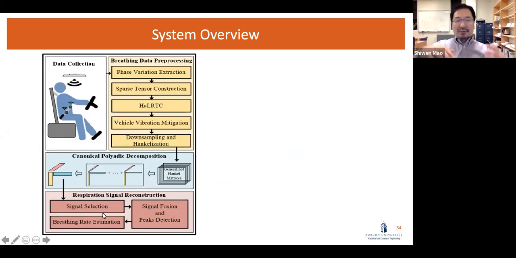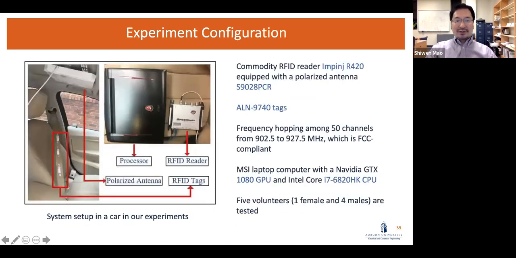As we discussed before, in such driving systems there are a lot of vibrations and interference from the environment. The driver will also keep moving, right? You need to turn the wheel and check for traffic, for example. So that causes a lot of interference. So we apply this CPD, tensor completion, and tensor decomposition technique. Then we are able to recover the very small respiration signal of the driver from the RFID signal.